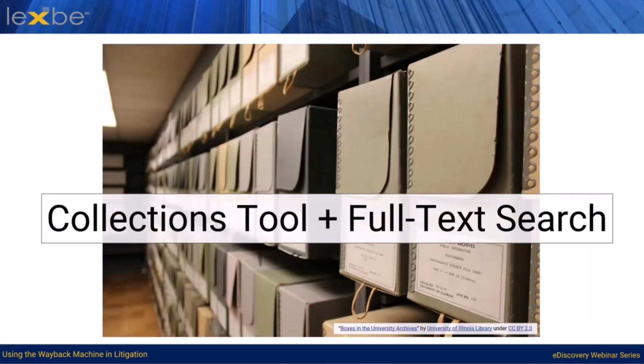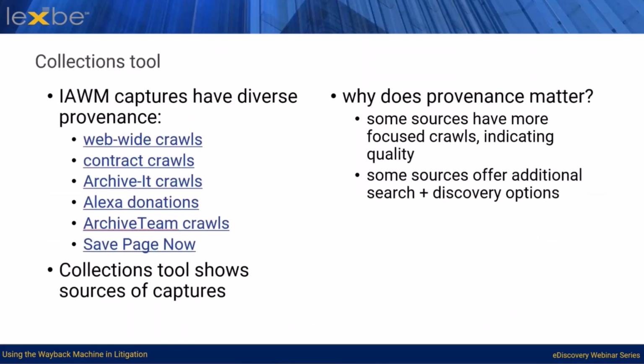While the native full-text search capability is limited to homepages, the Internet Archive provides more traditional full-text search for a subset of Wayback Machine contents through another interface. To access that capability, we'll first need to learn about Web Archive collections.